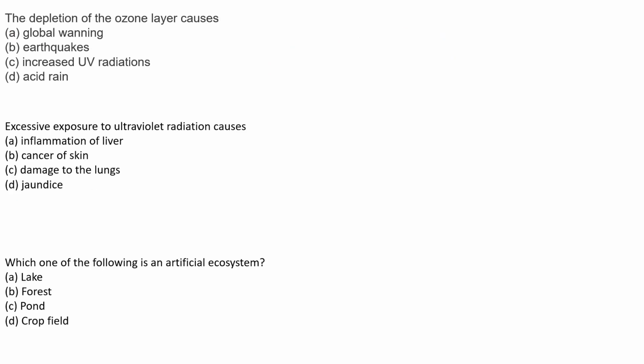So these are the last few questions, last three questions of this video. And the first question is that depletion of the ozone layer causes, first option is global warming, second option is earthquake, option C is increased UV radiation, and option D is acid rains. Right. So due to the depletion of the ozone layer, mainly the increase in the ultraviolet radiation in the Earth atmosphere is happening. So option C is correct here.